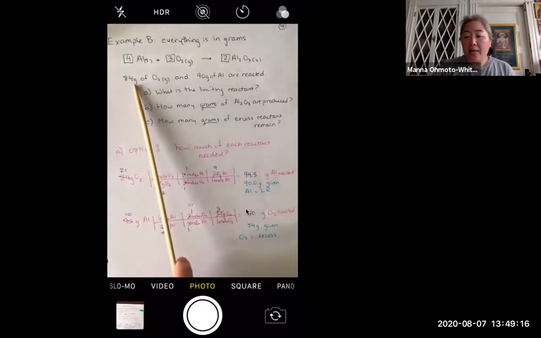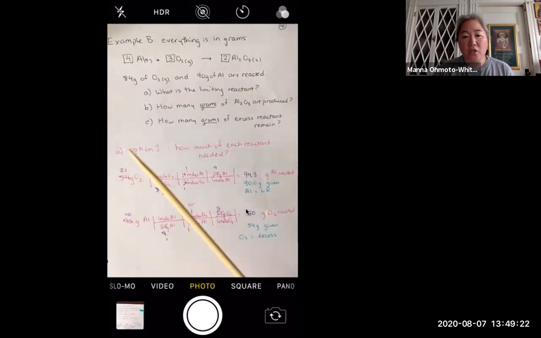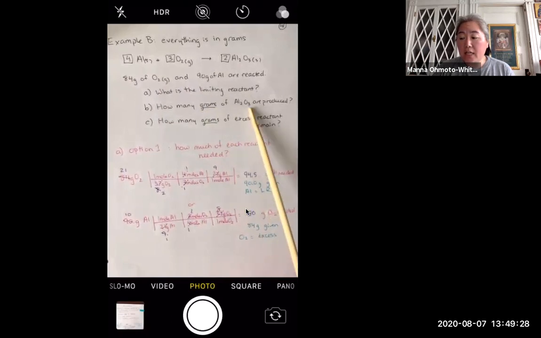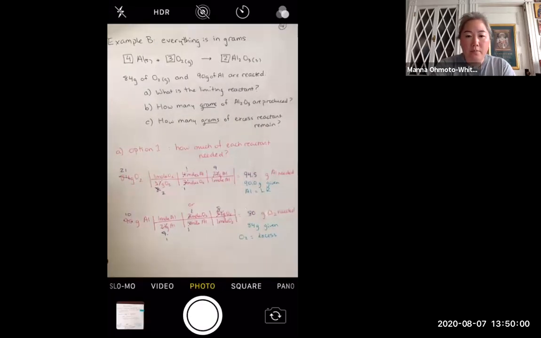So I am given 84 grams of oxygen and 90 grams of aluminum, and I'm asking myself the same questions. What is the limiting reactant? And now I'm asking for how many grams of my aluminum oxide are actually produced, and how many grams of my excess reactant will remain. So again, I'm going to be looking at different options as to how to tackle this.